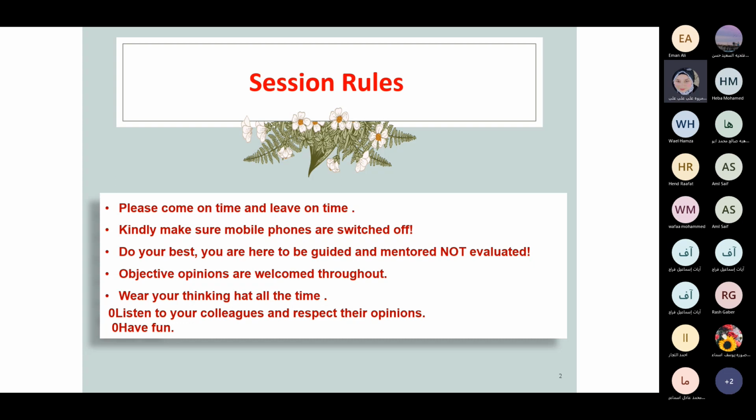Please come on time and leave on time. Kindly make sure your mobile phones are switched off. Do your best. You are here to be guided and mentored, not evaluated. Objective opinions are welcomed throughout. Wear your thinking hat all the time. You are not here to be assisted. By the way, you are to interact. Listen to your colleagues and respect their opinions. Have fun as well. Okay, so let's move on here.